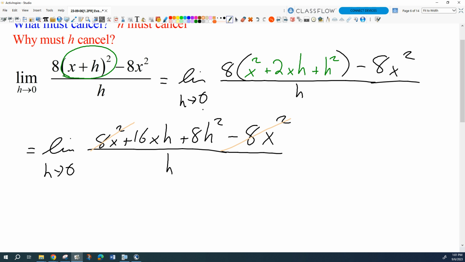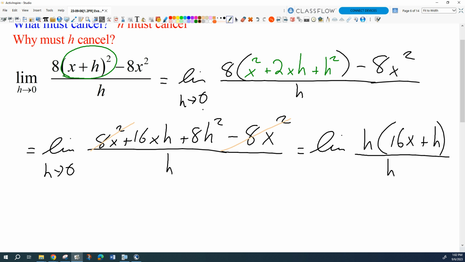You guys told me that the h's have to cancel. I have to be able to cancel factors of h. I don't see a factor of h on the top yet. But I could factor out an h, couldn't I? So if I factor out an h, what's left behind on the top? 16x plus h over h as h goes to 0. And there's that cancellation that you guys predicted, right? There it is. The h's cancel.